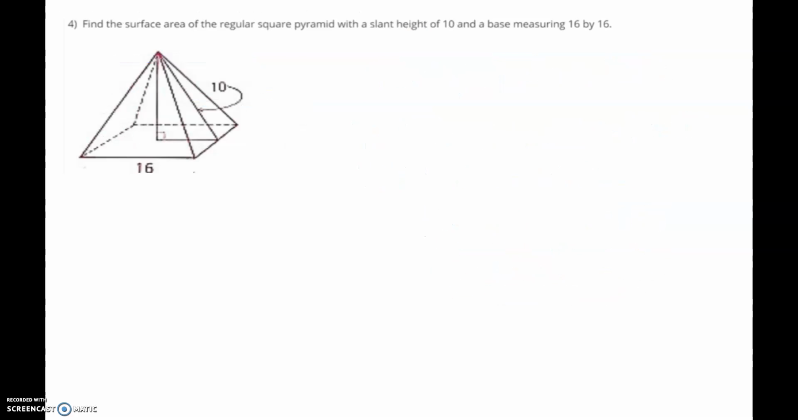For number 4, we have just a square pyramid. They give us the slant height is 10, and we have a base measuring 16 by 16. So pyramids, remember, you only have one base, and since the lateral surfaces are all triangles, it was 1/2 times all their bases multiplied together times the slant height of the pyramid.